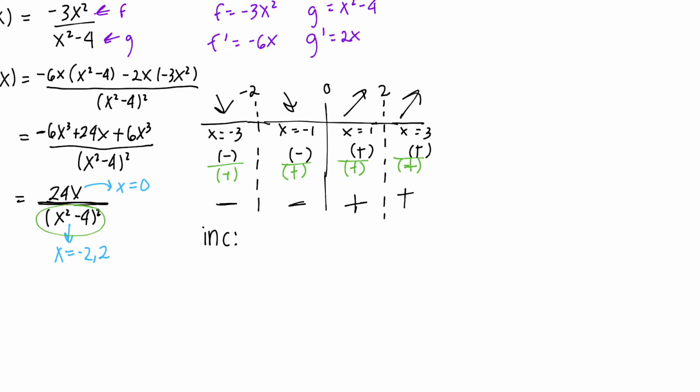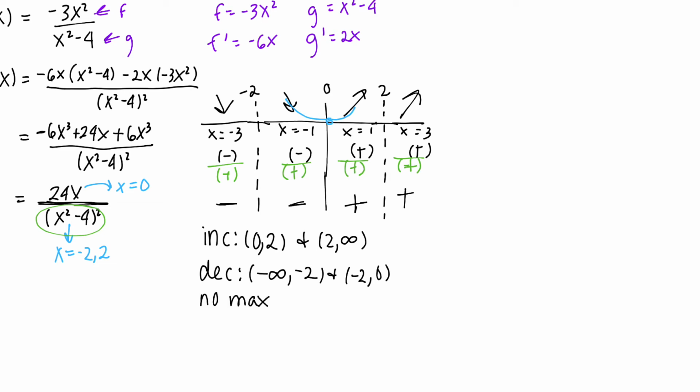So we are increasing from 0 to 2, and you do have to break up at 2 because 2 is not in the domain of the original function. The original function had x squared minus 4, so you can't include 2. So then you would split up at 2 and go to infinity. We are decreasing from negative infinity to negative 2, and then again from negative 2 to 0. We only have one area we need to worry about. We have a minimum, so there's no max, and there's a min at x equals 0.